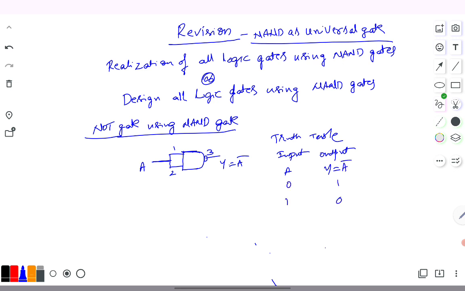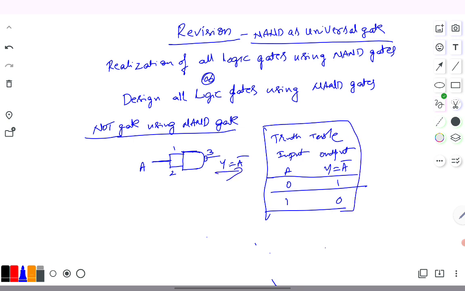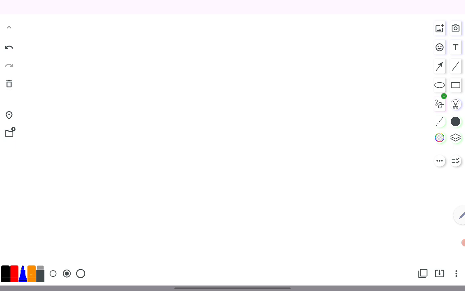Okay, this is the truth table of NOT gate. This is the Boolean expression. Okay, next let's design AND gate. Now let's design AND gate.